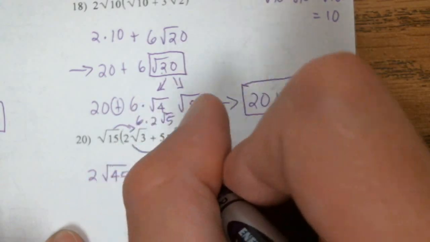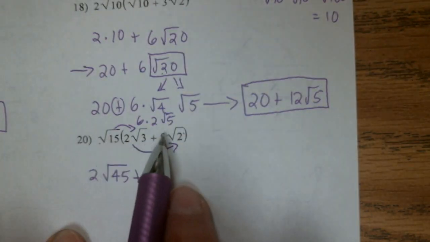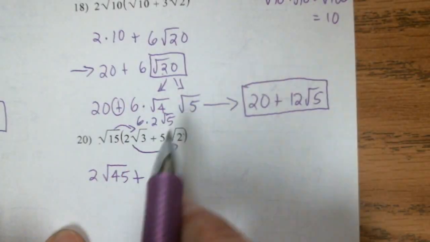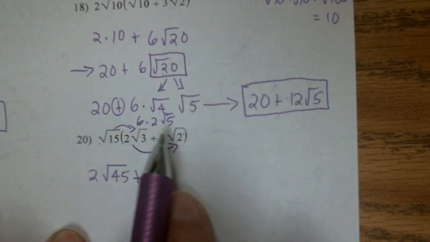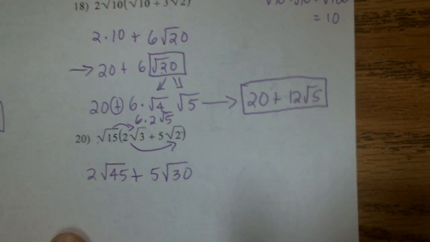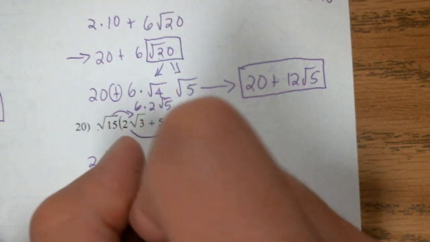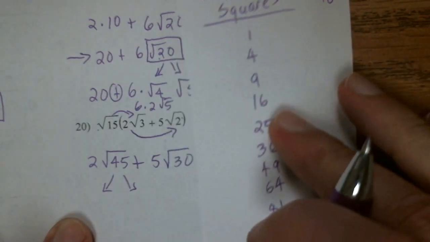And then I'm also going to distribute this way. Again, I don't have a coefficient, so I just multiply 5 times 1. And I multiply the 2 radicand numbers. 15 times 2 is the square root of 30. And then I got to see if either of these break down. The square root of 45 does break down. Look at your cheat sheet again if you need to.